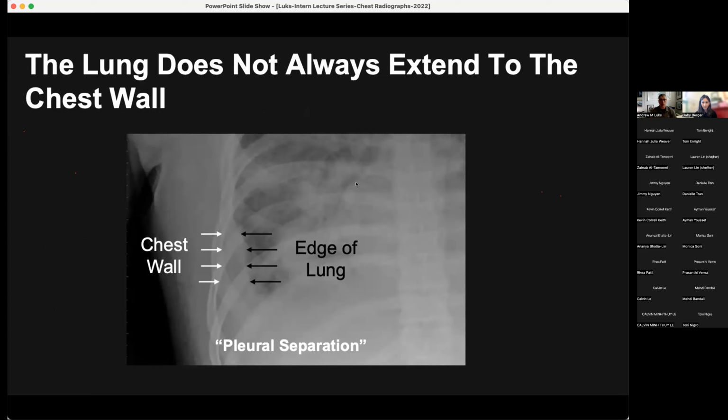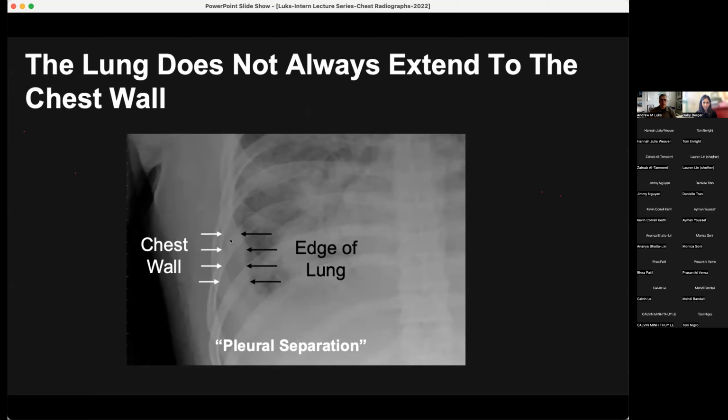Now, in general, in a normal film, the lung should extend all the way out to the chest wall. So you should see lung markings that extend out to the chest wall, though they typically taper and get smaller and smaller as you get more laterally in the chest.